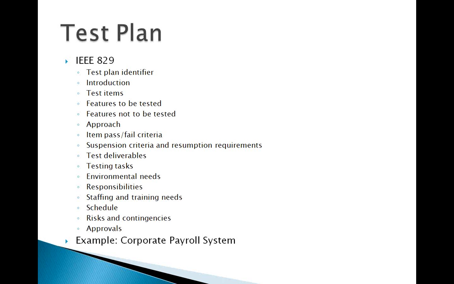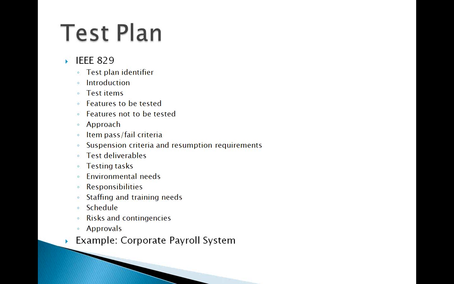So the features that are not to be tested are also specified, so that it sets a clear-cut expectation for the people who are going through this test plan. And what is the approach going to be? This could include things like either we are going to do all the testing manually, or we are going to do 50% manual, 50% automated, or is it that only the web services part or the APIs part is going to be automated and the rest of it would be manual, things like that.